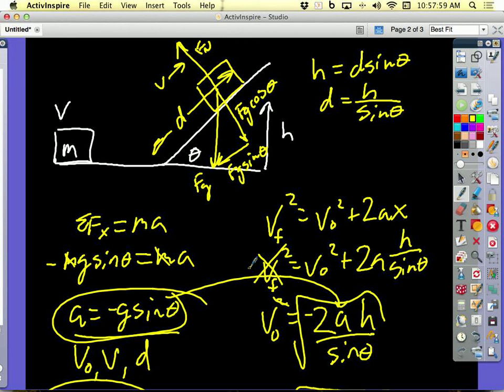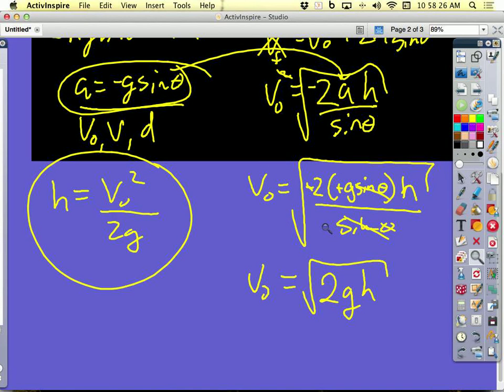The v0 over, when I subtracted v0 over, where? You mean here? Oh, I took this and put it on that side, that's why it's negative. Are we in trouble? No, because a is negative g sine theta. So you can see I just substituted in my negative g sine theta, and I went, hey look, I'm done. Oh, I'm not done. Now solving for h.